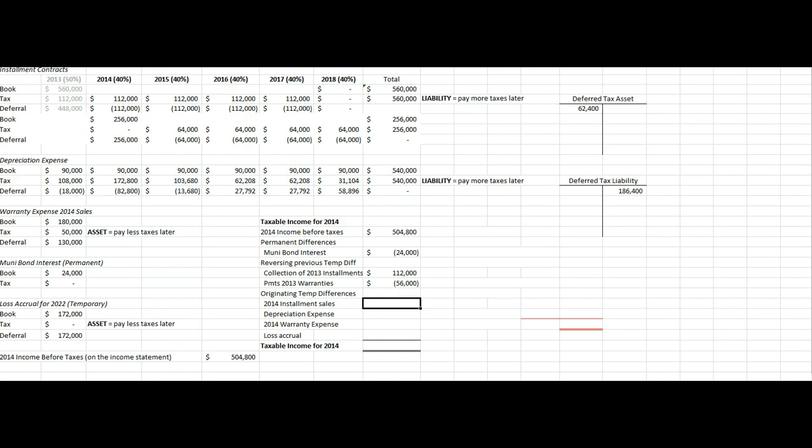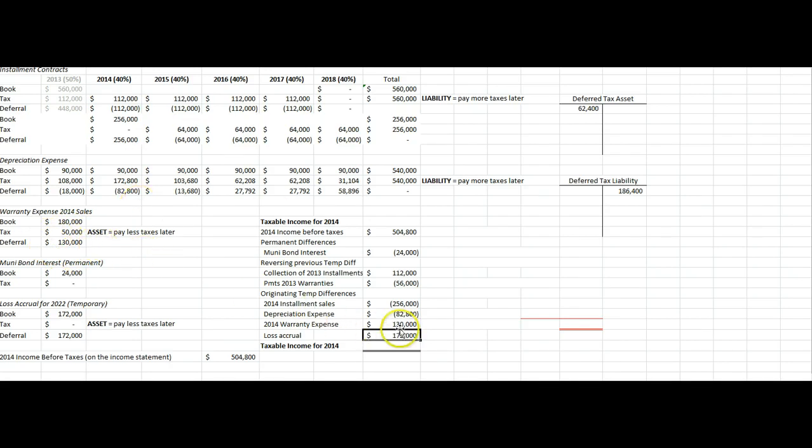Now we've got some more new timing differences. We've got this $256,000 that we're deferring out until we get paid on this year's sales. Our depreciation expense on our tax return is still larger than our books depreciation expense. So that deferral is growing. And we have $130,000 worth of new deferral of the warranty expense. We booked $180,000, but we only paid $50,000. So we have $130,000 worth of tax deductions to use up going forward.